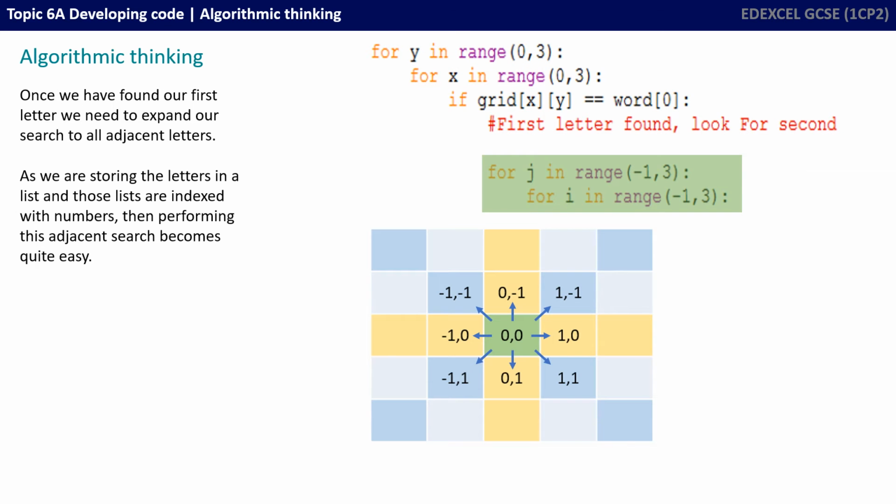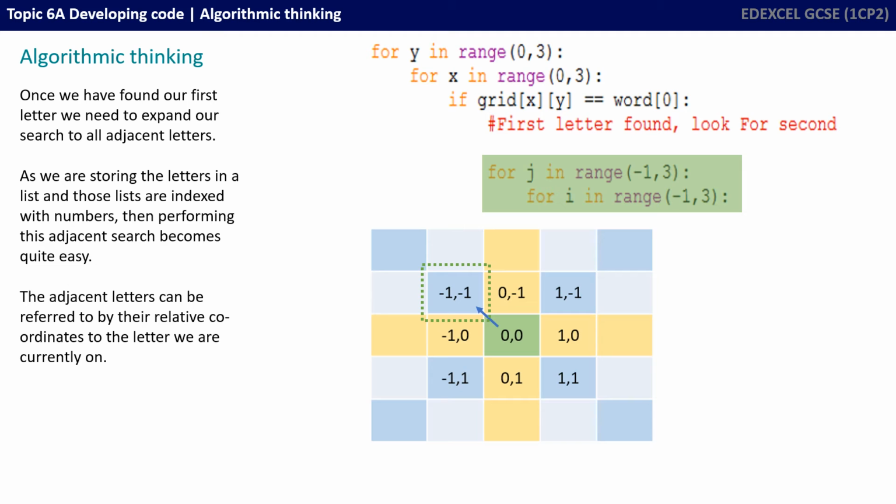So once we've found the first letter, we then need to expand our search to the adjacent letters. So we need to look at the one in the top left, the one above, the one in the top right, the one to the left, the one to the right, the one to the bottom left, the bottom and the bottom right. Now, because we're storing all our letters in the grid in 2 lists, and we've got some numbers, then we can index those items and it can become quite straightforward.